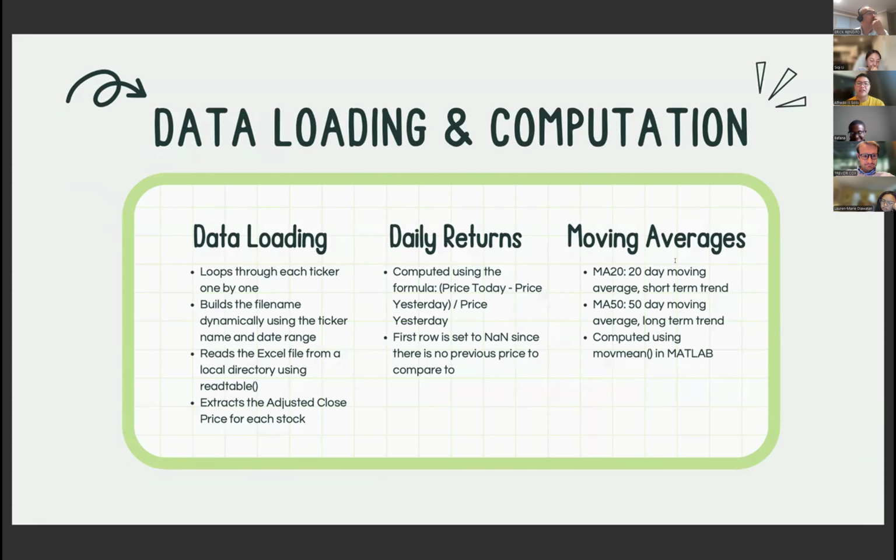The first row is set to none since there's no previous price to compare to for the daily returns. For moving averages, it computes two primary moving averages of 20 days and 50 days. This showcases the short-term trend and the long-term trend of each individual stock. It's computed using the mean function in MATLAB, to showcase both individually and as a portfolio the long-term investments.